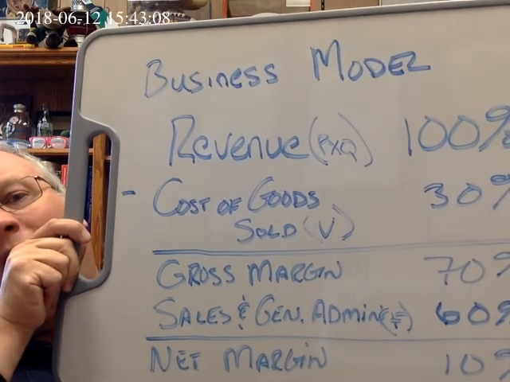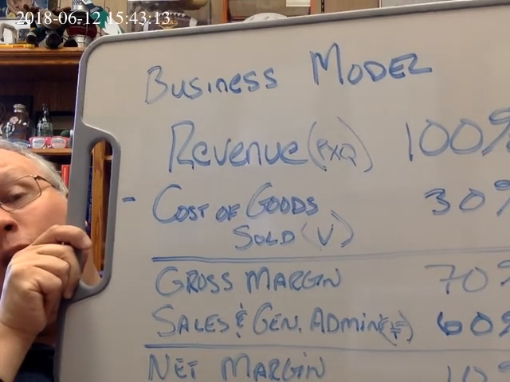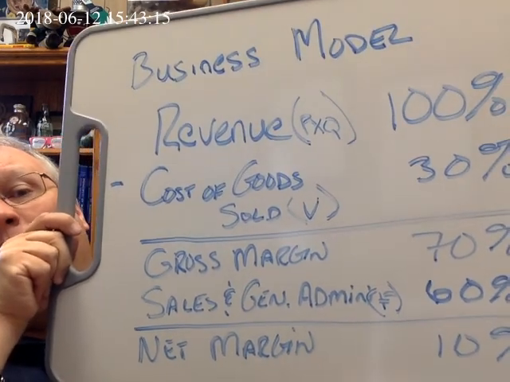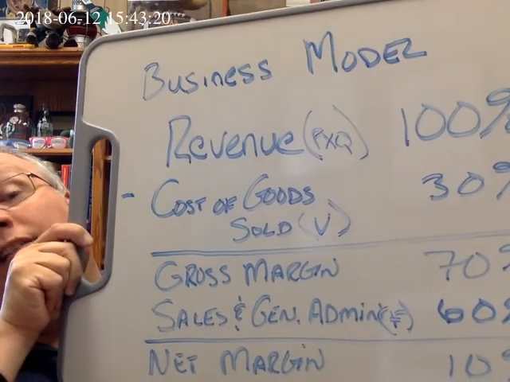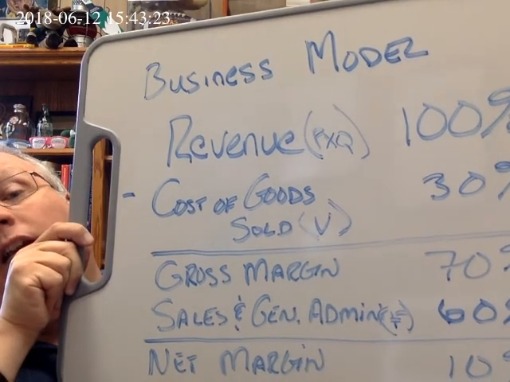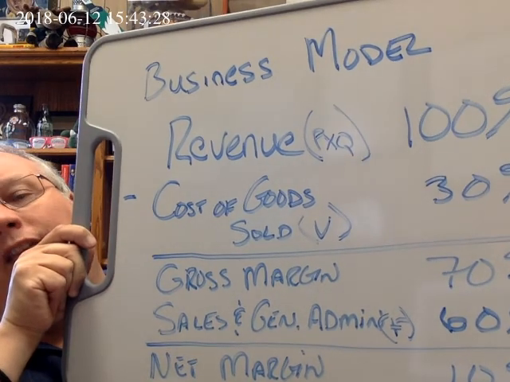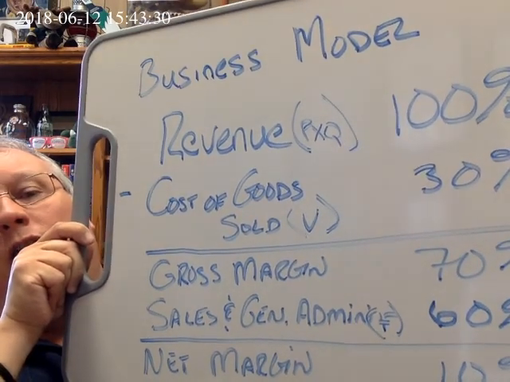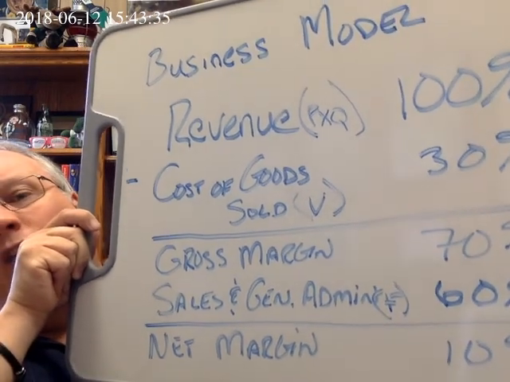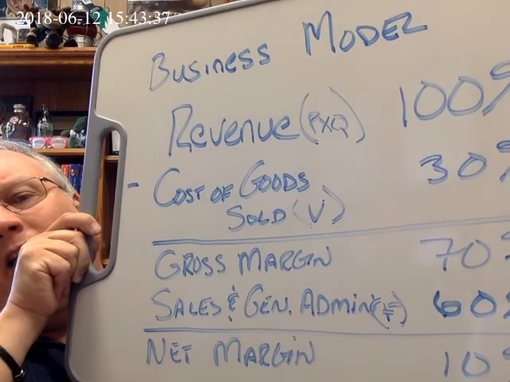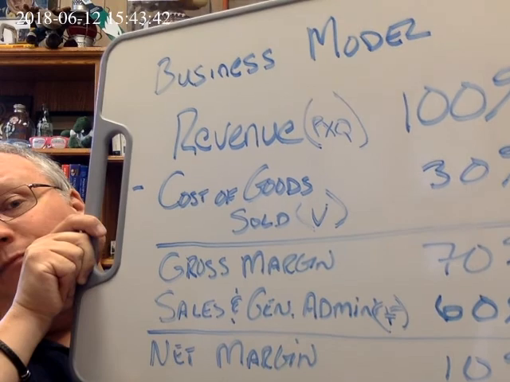So what I thought was we take a look at revenue as price times quantity, and that's going to be equal to 100%. Then we've got the cost of goods sold, and that's going to be a variable cost because it varies based upon how many units we're selling. That gives us the gross margin. Then we've got sales and general administration costs, all of our fixed costs, and a net margin. This one is kind of common for a manufacturing firm or even a restaurant.